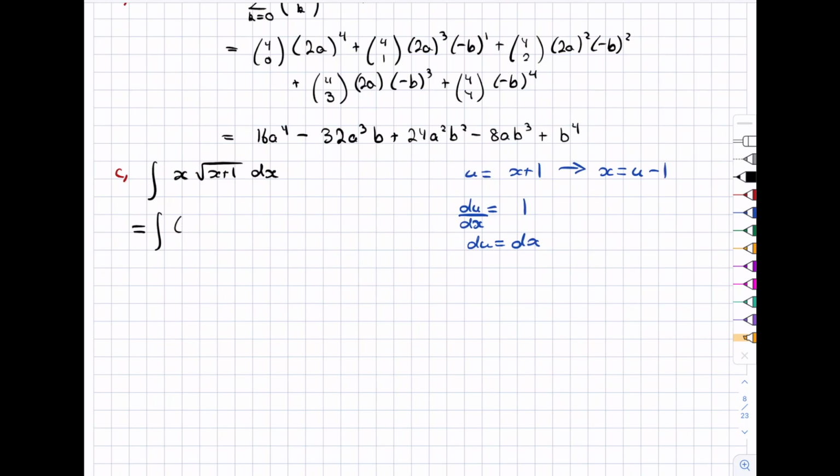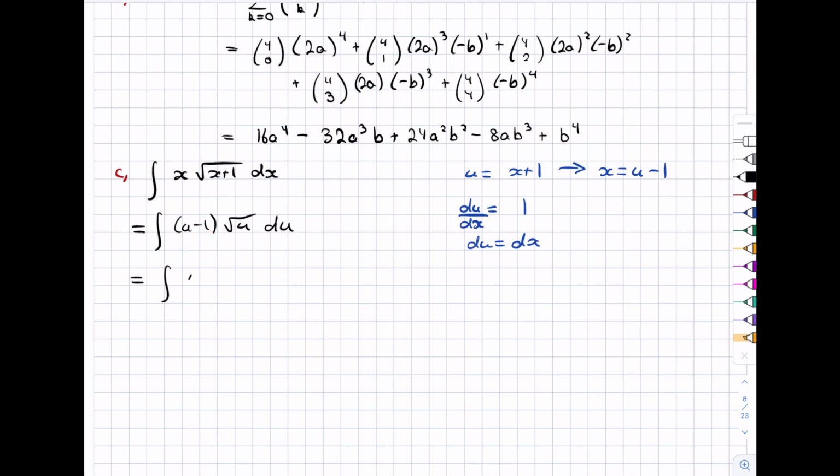So, u minus 1 times the square root of x plus 1, but now we're saying that that's the square root of u, and dx is equal to du, and so we have a du there. Now this is a little bit easier to deal with because we can distribute or expand through this bracket, distribute it through these two terms. And we'll get some terms to integrate.